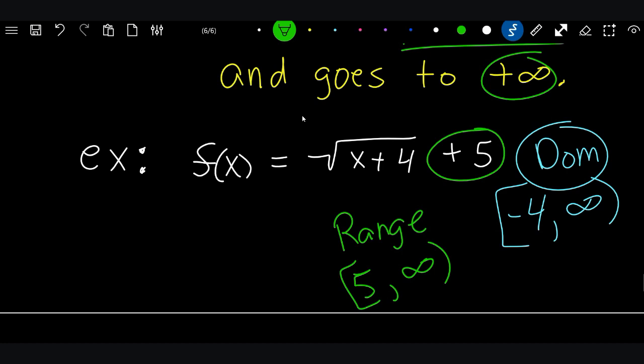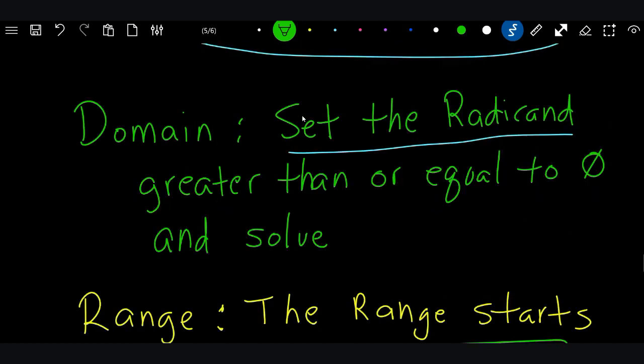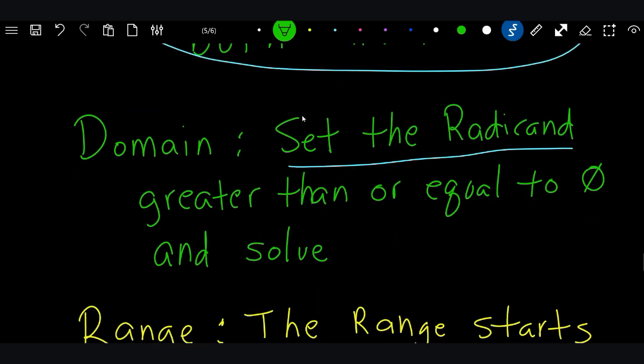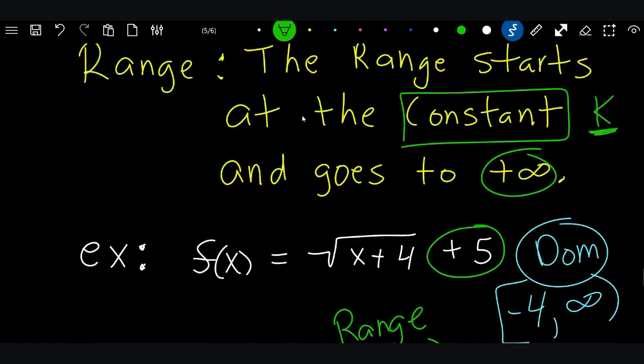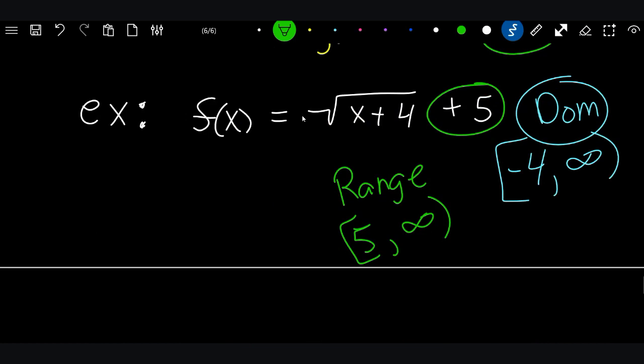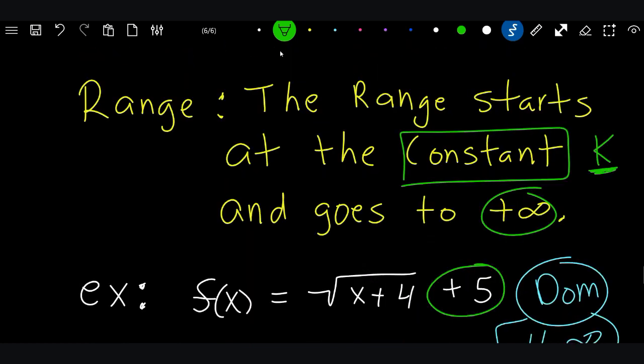So the domain of this one is negative 4 to infinity. How did we figure that one out? Well, we followed this rule. Domain, set the radicand greater than or equal to 0 and solve. And then the range is 5 to infinity. How did we figure that out? The range starts at the constant, which is the k, and goes to positive infinity.